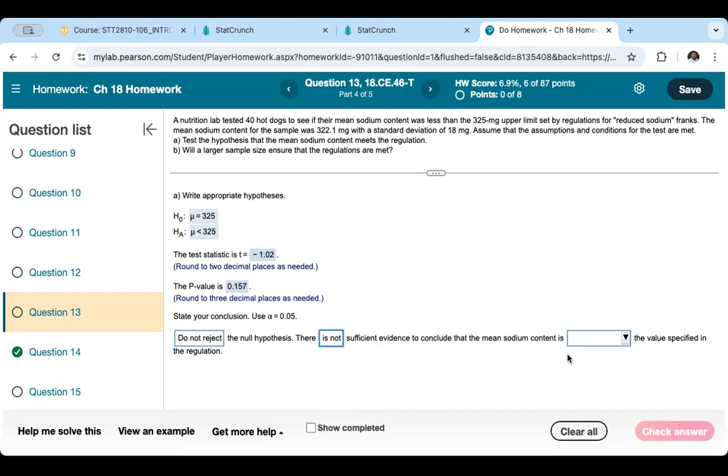That the sodium content is, what do you think should be here? Less than. Is that okay? Because the alternative here is what? Less than. Is that okay?